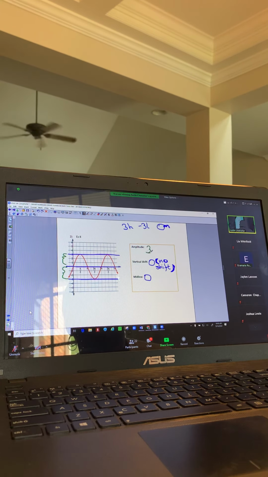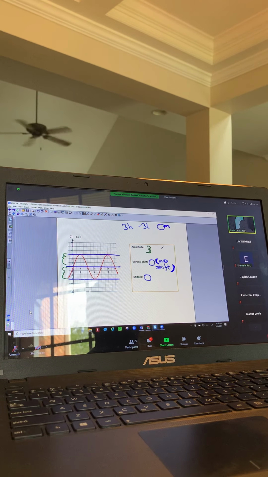Alright, and it's a coincidence that both problems are 3. I didn't mean to do that. I'm sorry. It'll be different numbers on your work, I promise. Just know that the distance from the middle to the high or the middle to the low should be the same answer, which is now 3.